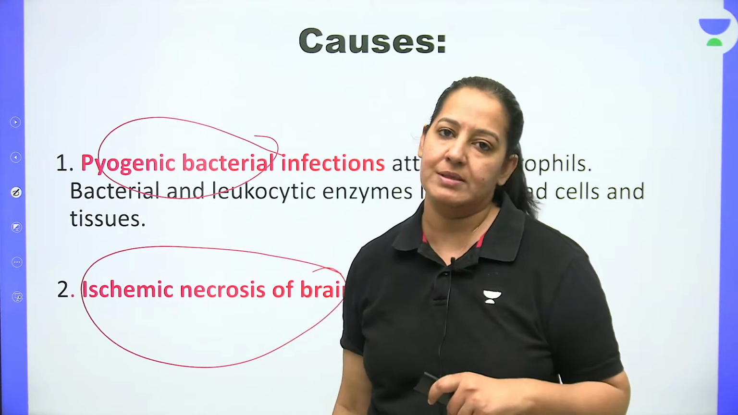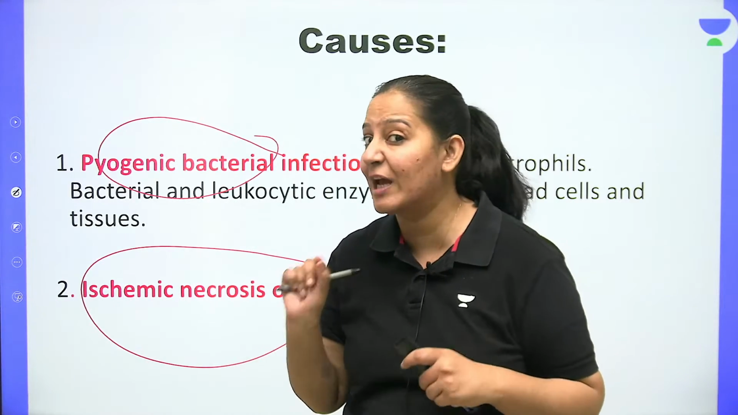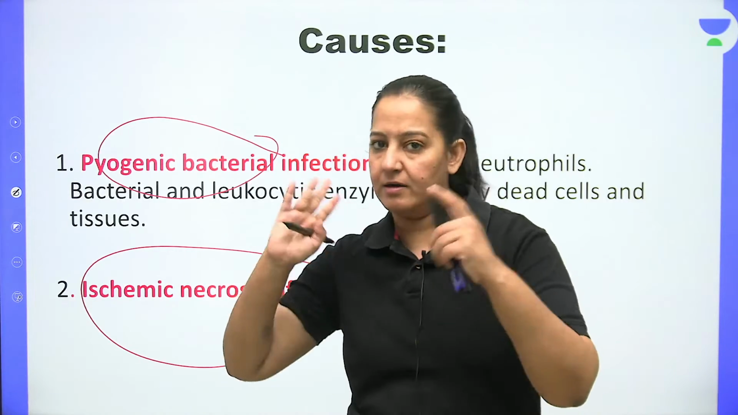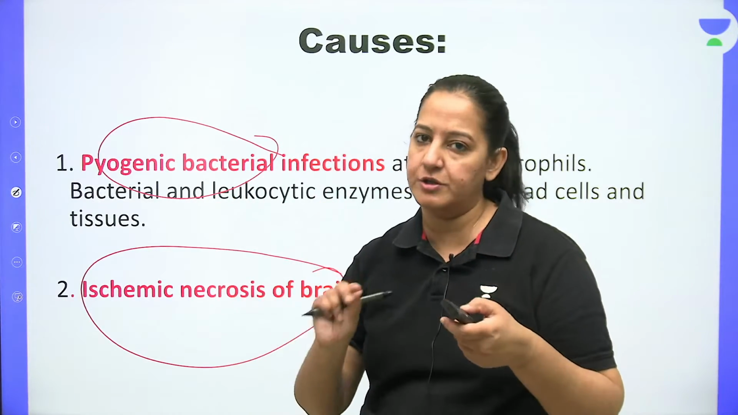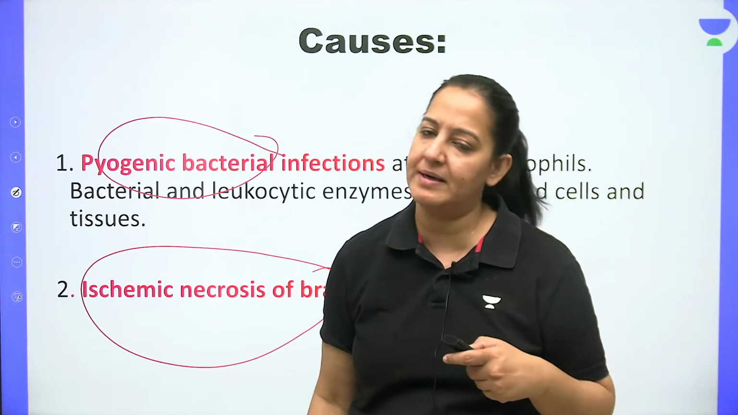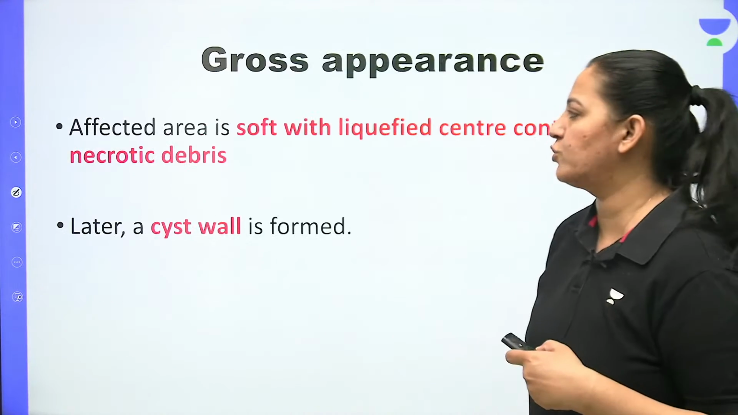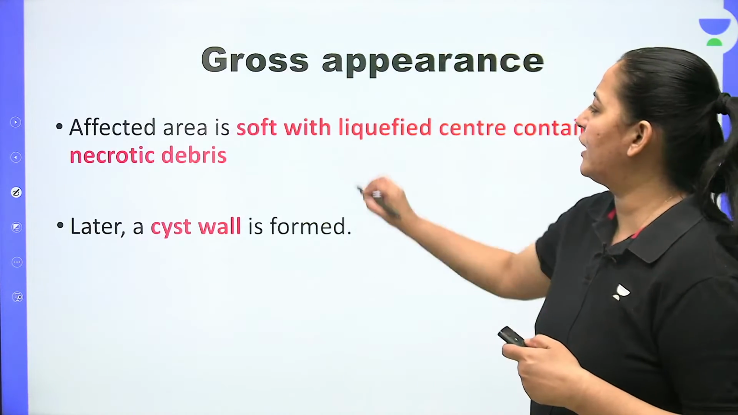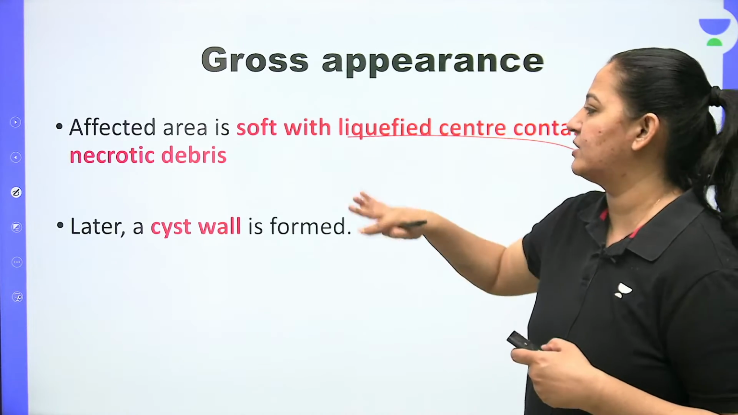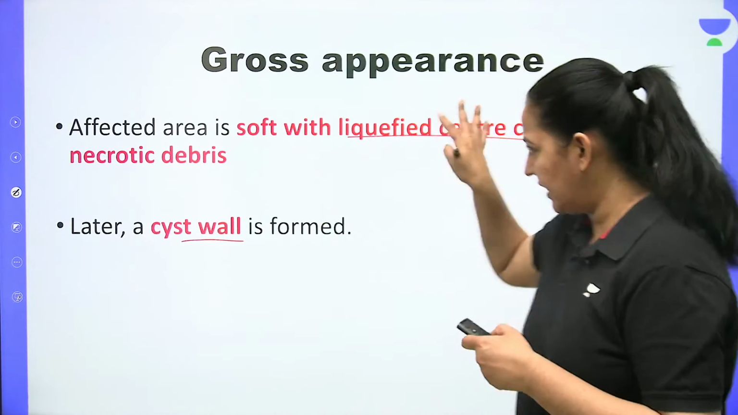by liquefactive necrosis, right? Bacteria form pus. Pus is liquid. So pus is actually the cell, all the things got converted into liquefied material: the architecture, the cytoplasm and the nucleus. Give me a thumbs up. So these are the two examples. In gross, a liquefied center containing a cyst wall will be there.